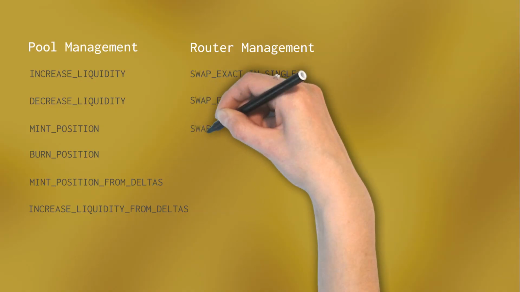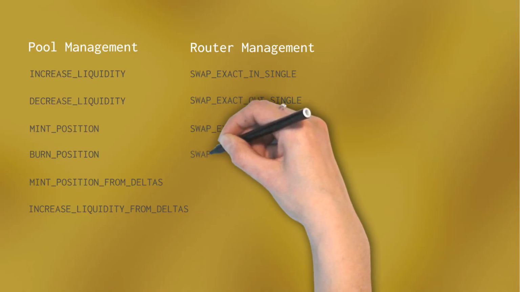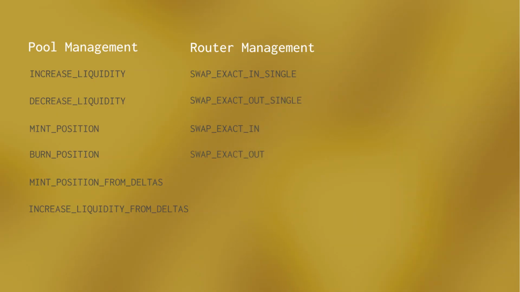The third action is swap exact in, where you swap exactly the amount of tokens to get above the minimum of the output token from multiple pools. The last action is swap exact out, where you swap the maximum input token to get the exact token as an output from multiple pools.